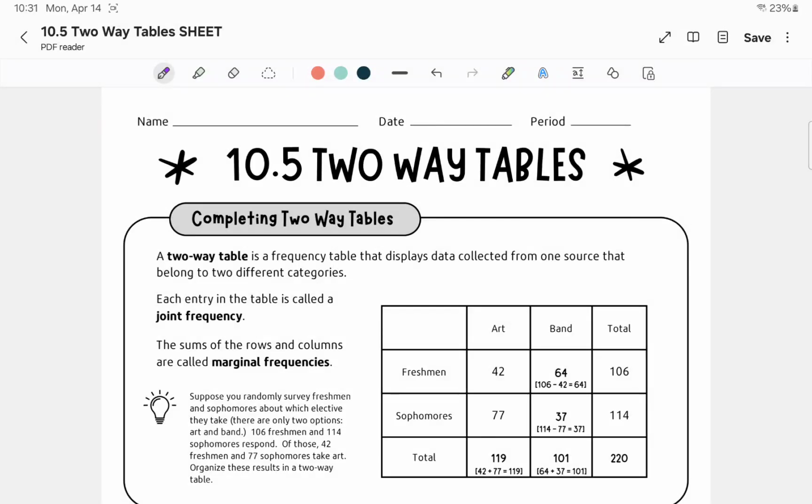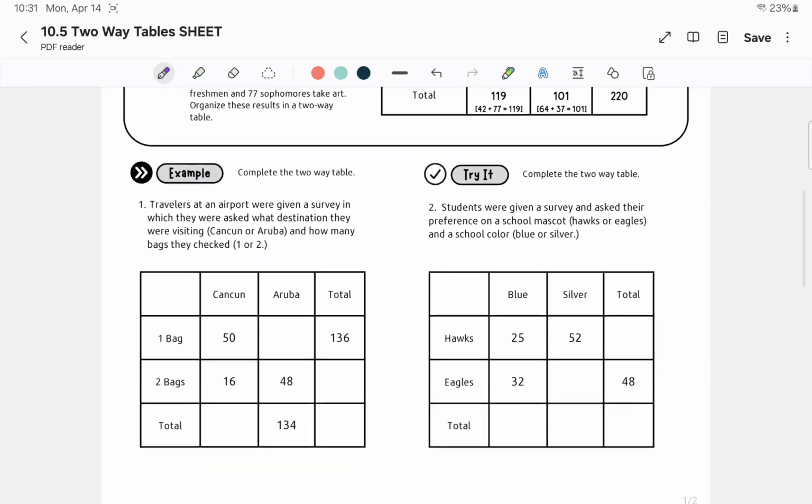Hello, welcome to lesson 10.5, two-way tables. In this lesson, we are looking at completing two-way tables and also using them to find probability. A two-way table is just basically a way to organize information. So we can skip this up here and go straight to number 1.